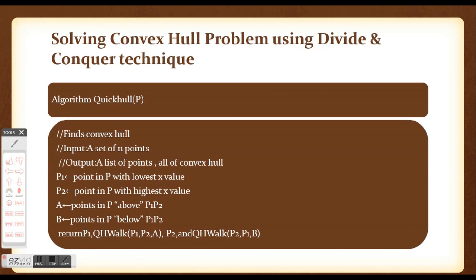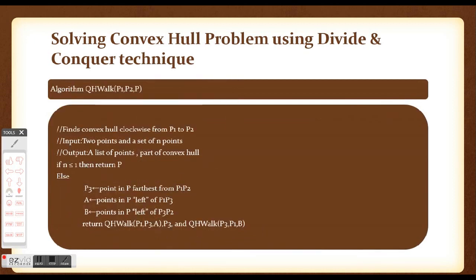So this is the algorithm that we just discussed now. This is the quick hull algorithm, which finds the set of points above P1 P2 and the set of points below P1 P2, and then finds the upper hull and lower hull using the algorithm QH walk, invoking it twice. This is just a continuation of the algorithm that we just discussed.